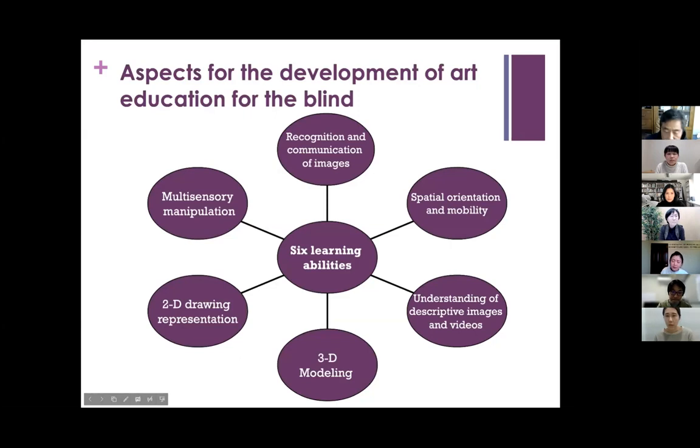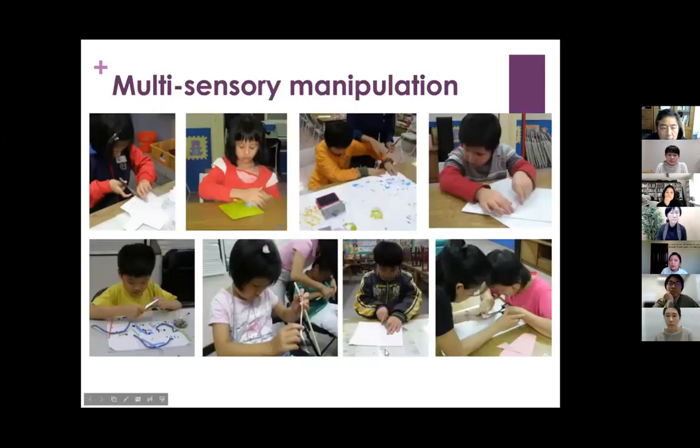Many years later, I found there are 6 aspects for the development of art education for the blind, because I think they need to be trained in 6 abilities. The first one is multisensory manipulation skill. They usually don't use scissors or knives in daily life, and even in school they have no experience using what we call dangerous tools. But I teach them the right method to measure angles and complete their actions.